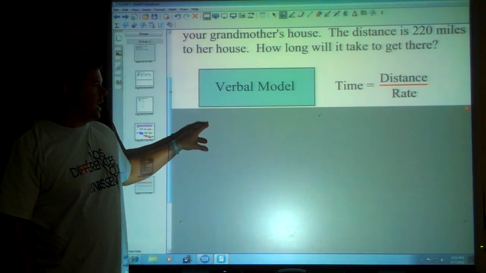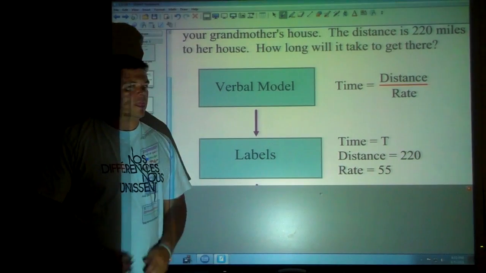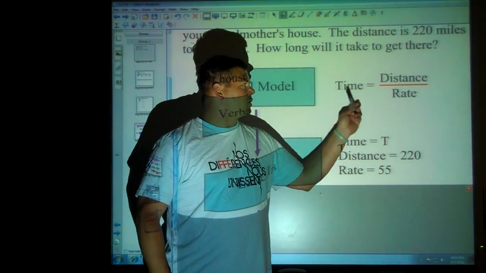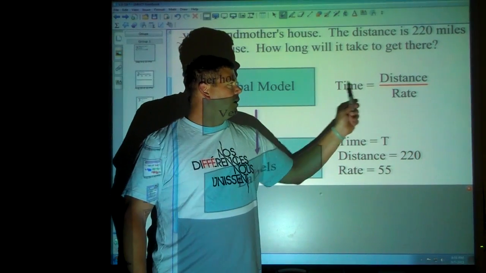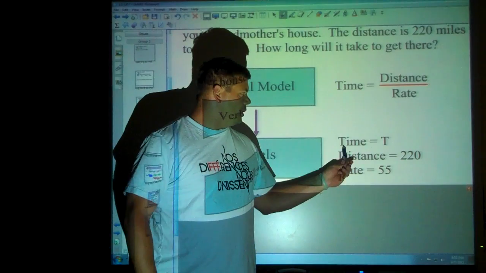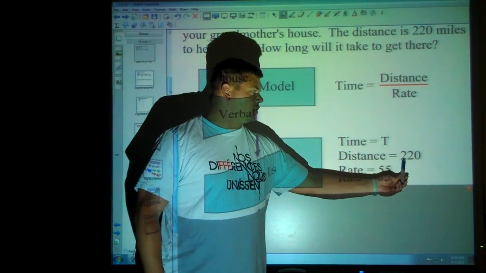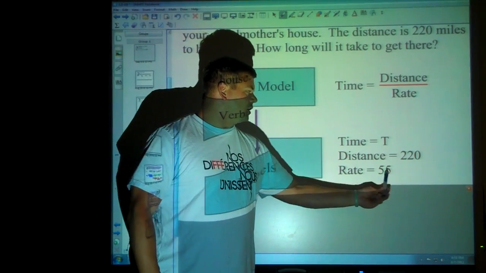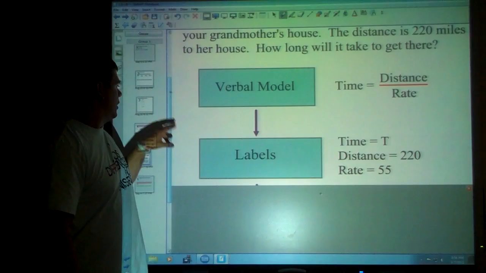From the verbal model stage, we'll create labels. There's basically 3 parts of this problem. Out of those 3 parts, we know 2. One of them we don't. The one that we don't, we use the variable t. T for time. It's one we don't know. We know the distance is 220 miles. We know the rate is 55, which means we'll be able to use substitution and plug those values in.